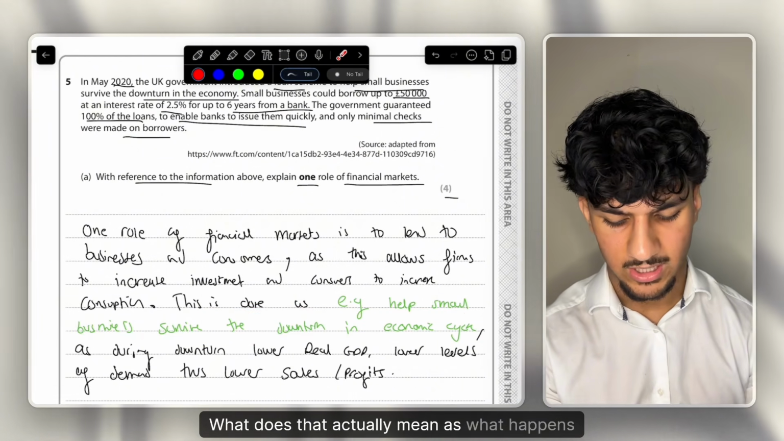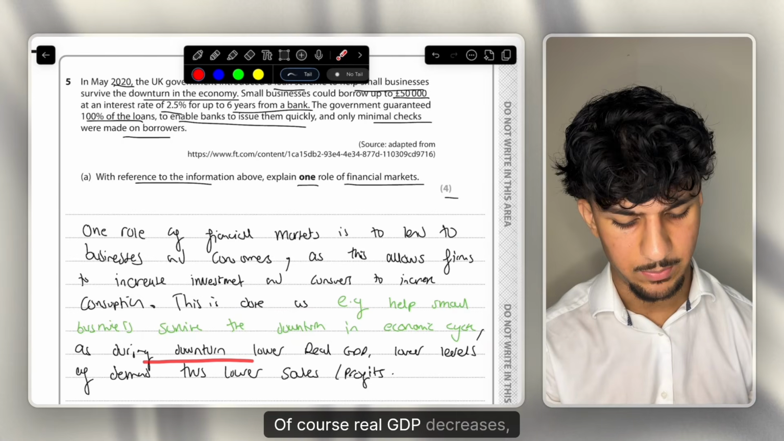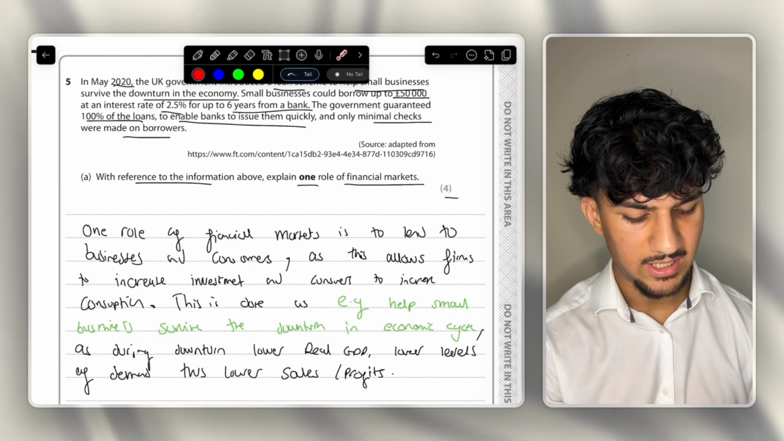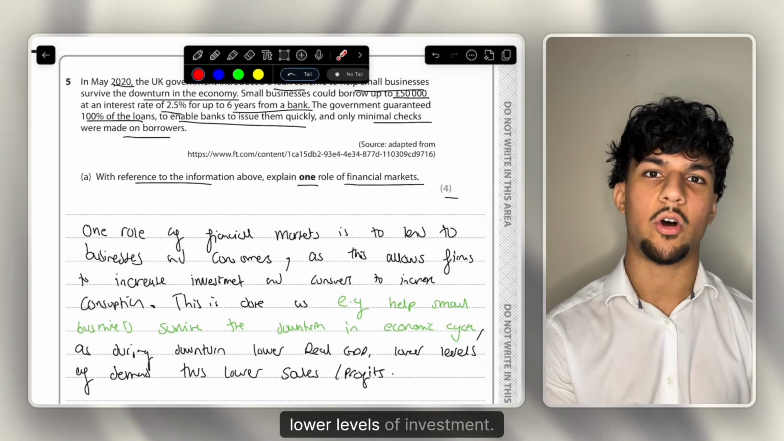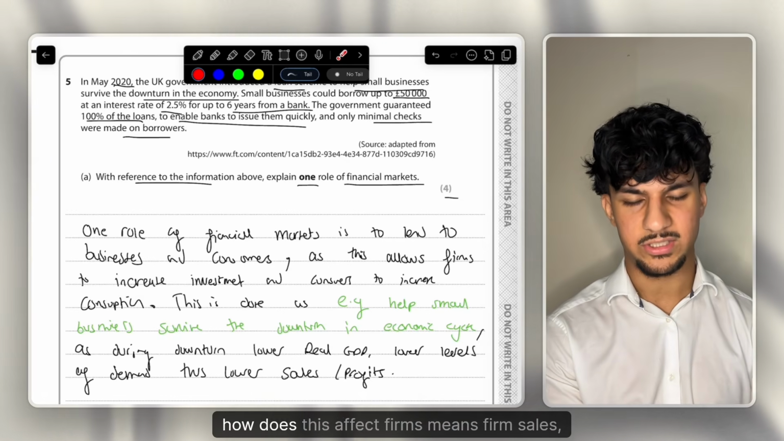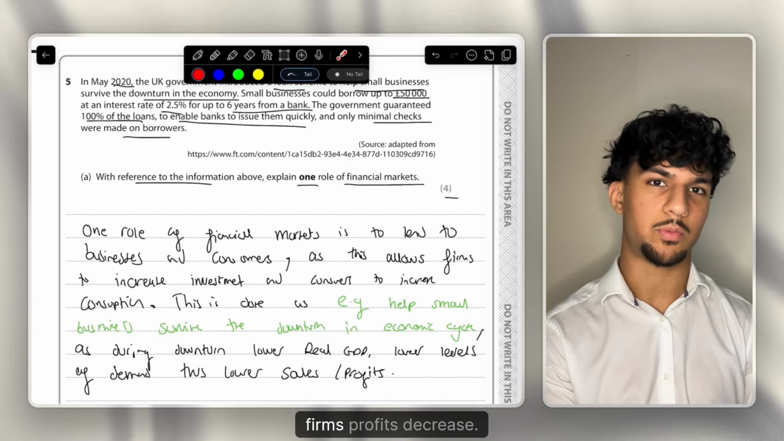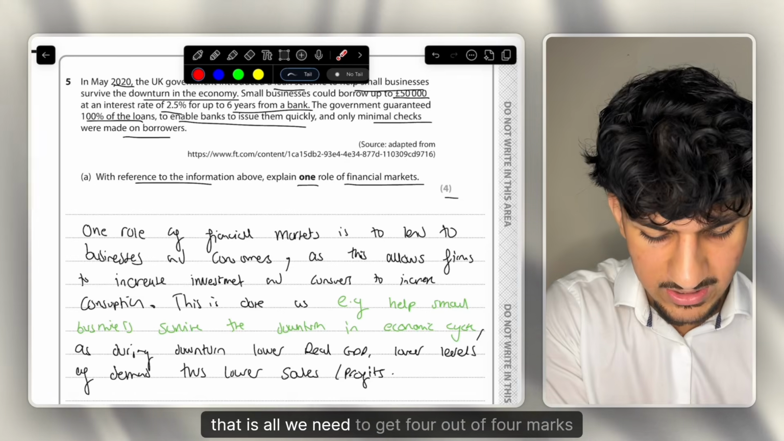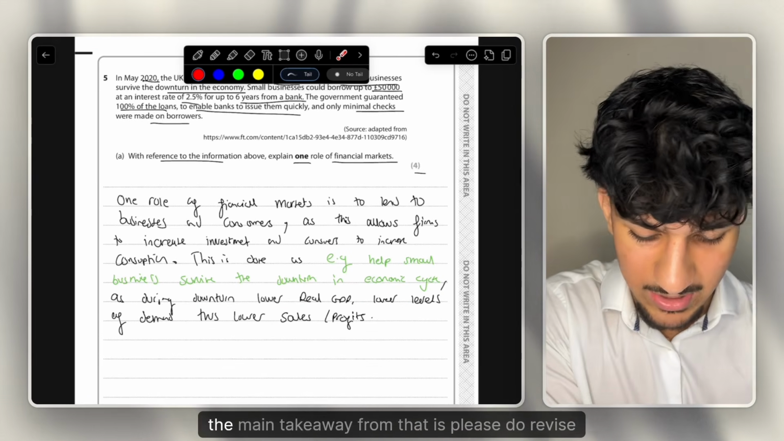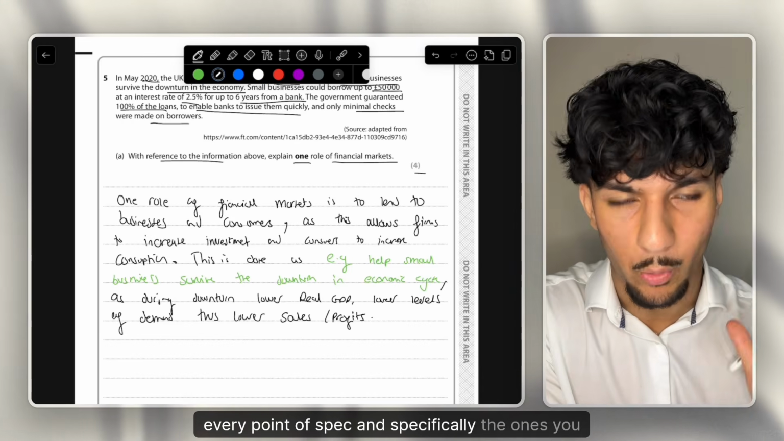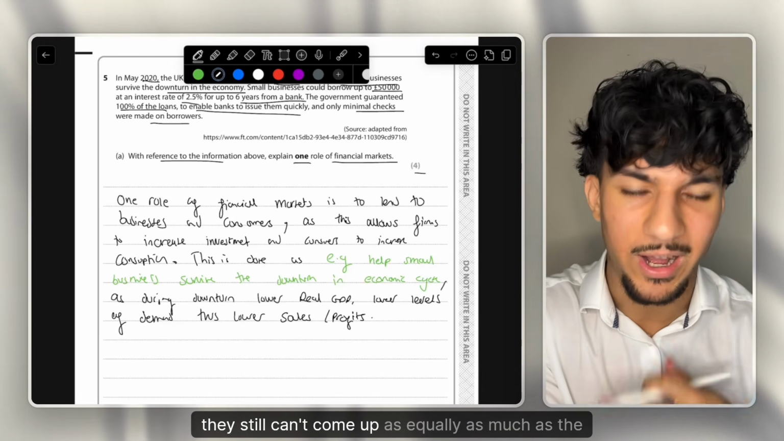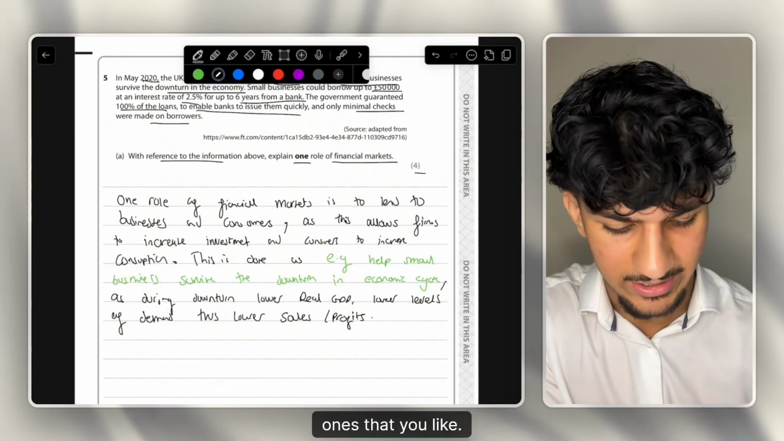What does that actually mean? During a downturn, real GDP decreases, AD decreases, and why does AD decrease? Lower levels of consumption, lower levels of investment, and how does this affect firms? It means firms' sales and profits decrease. But that is all we need to get 4 out of 4 marks there. And like I said, the main takeaway is please do revise every point of the spec, and specifically the ones you don't like, because they can still come up just as much as the ones that you do like.